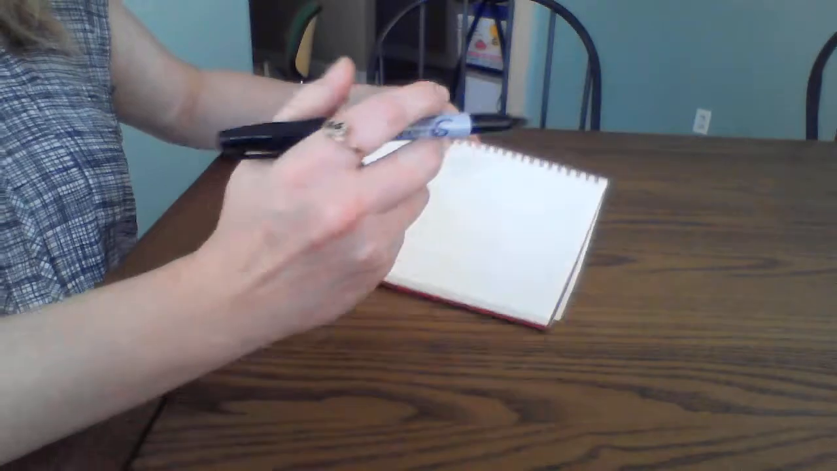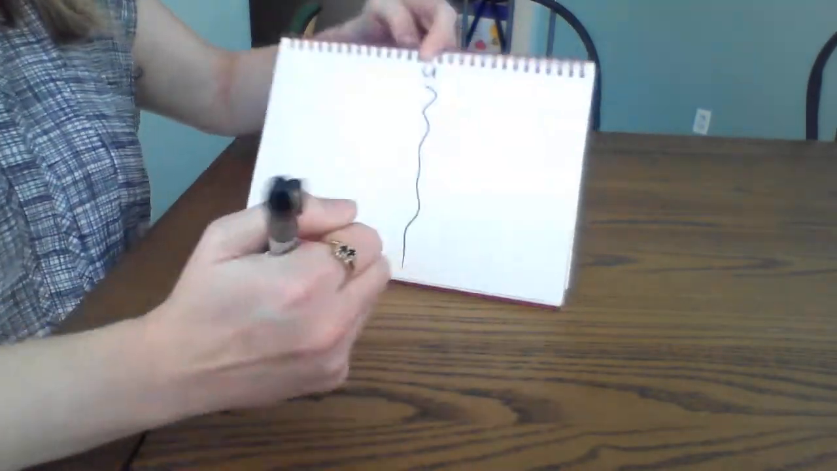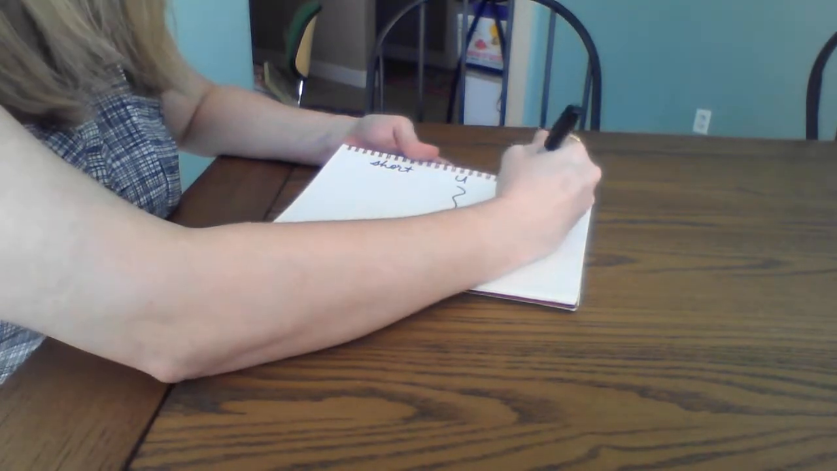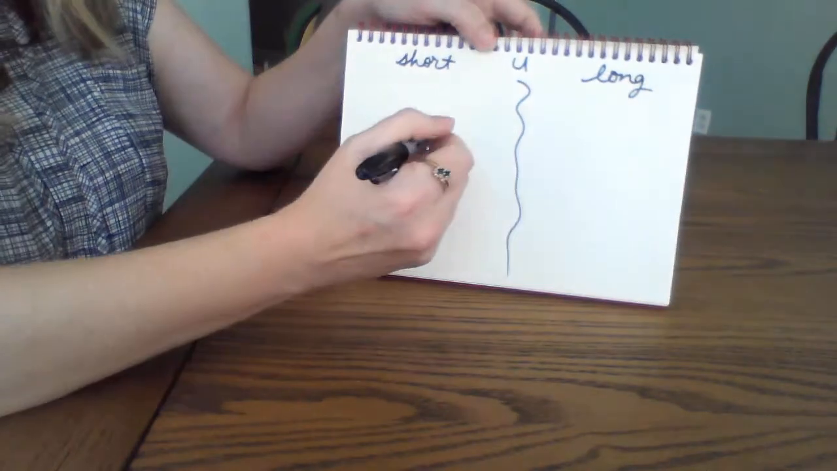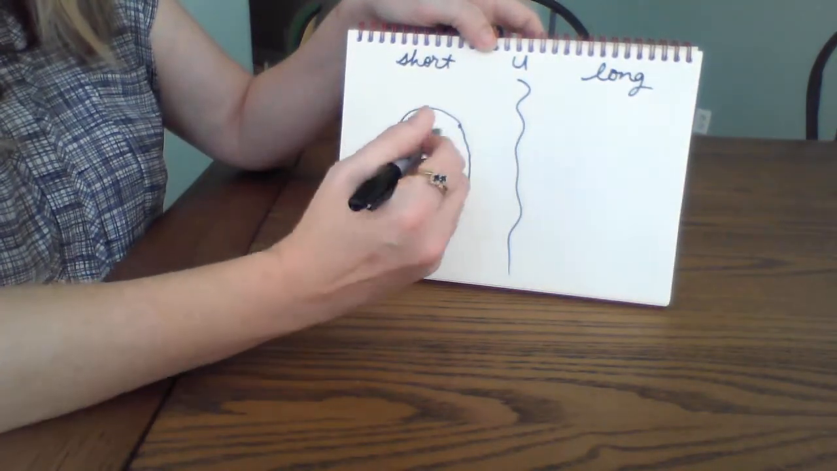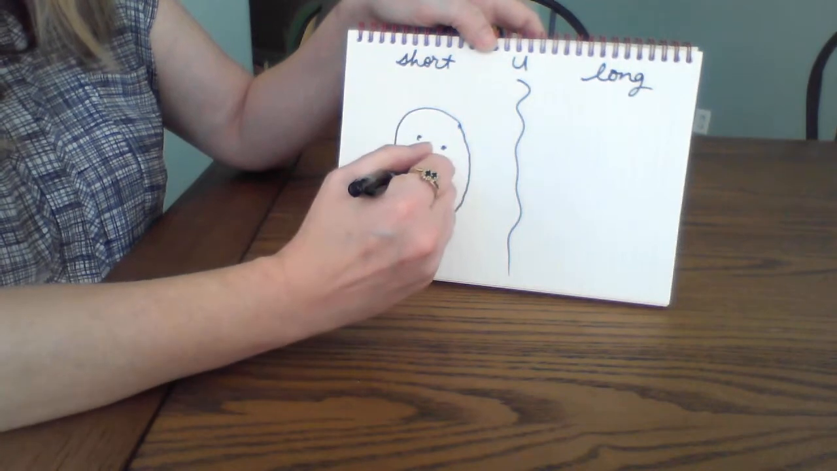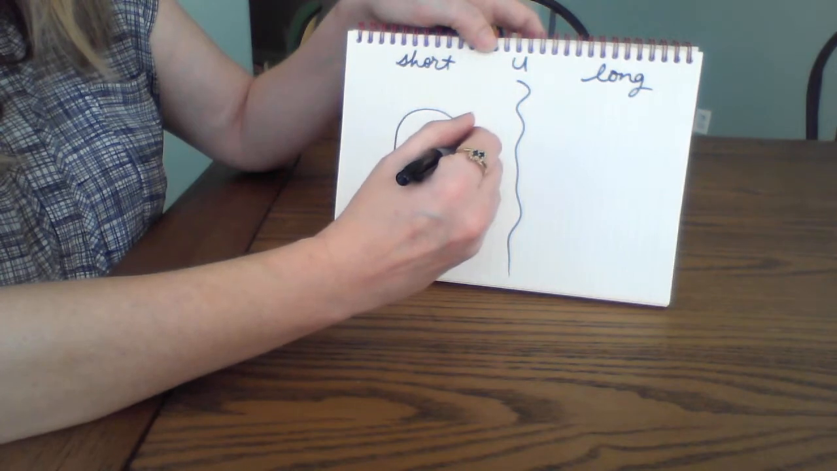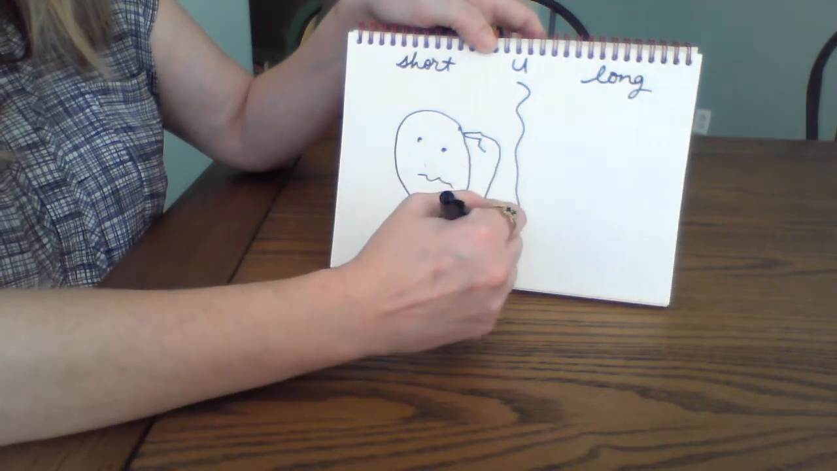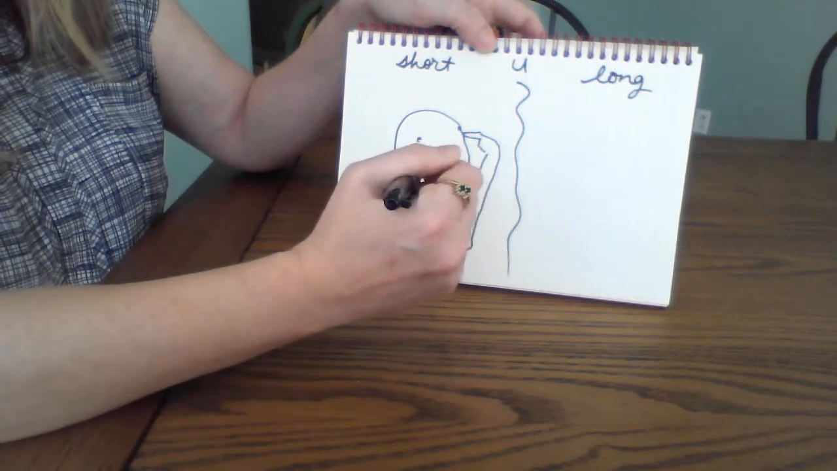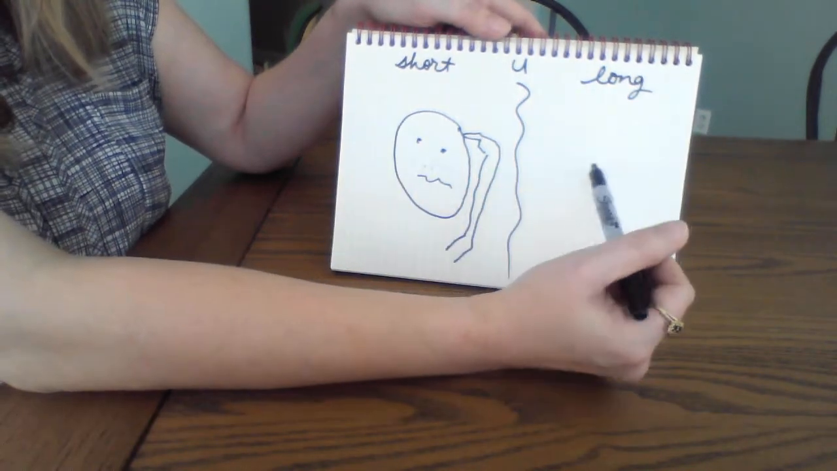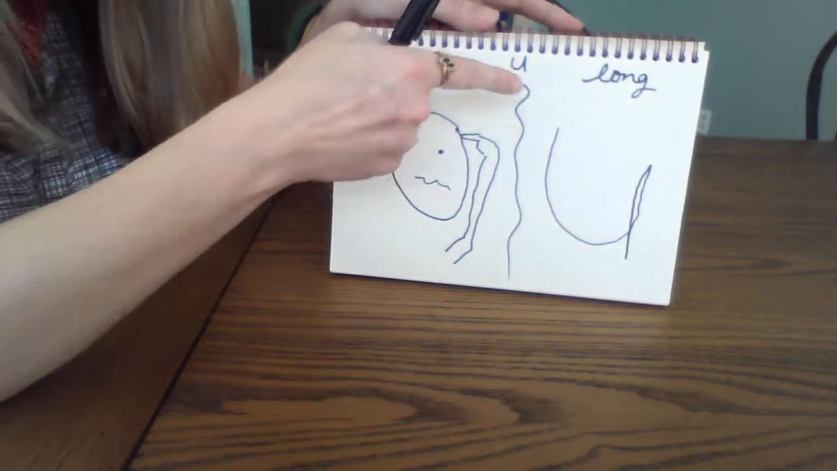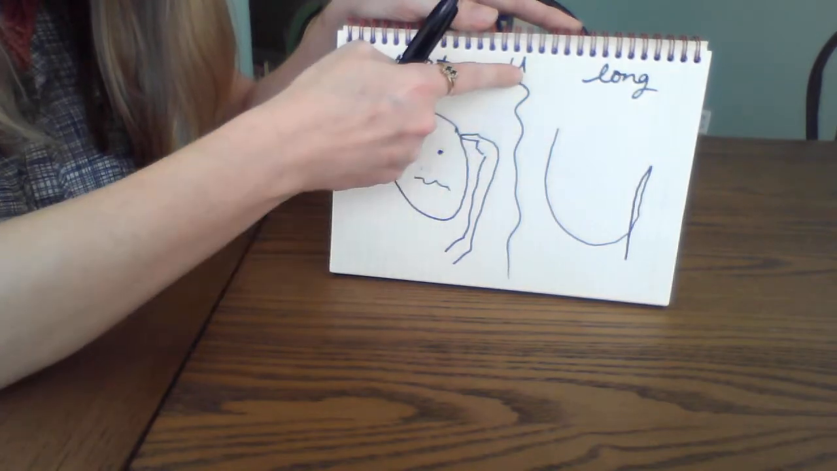Now let's look at U. U has lots of sounds too. It has a short sound and a long sound. And the short sound is the same sound we might make if we're thinking, and we put our hand to our head and we think, uh. And then the long sound is when it stands up straight and says its name. So the letter U in a word can say you, or the letter U can say uh.